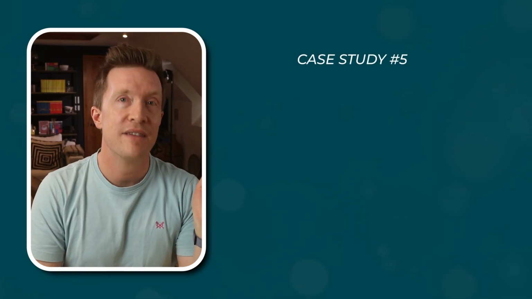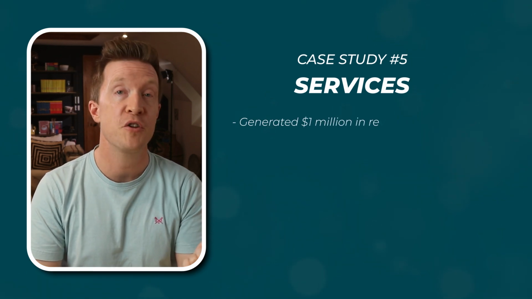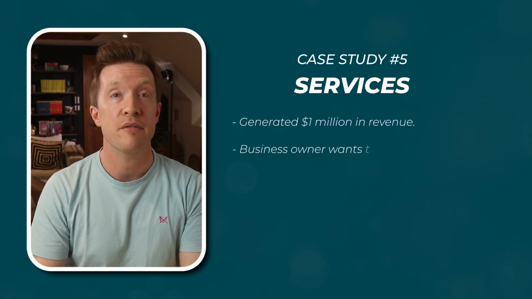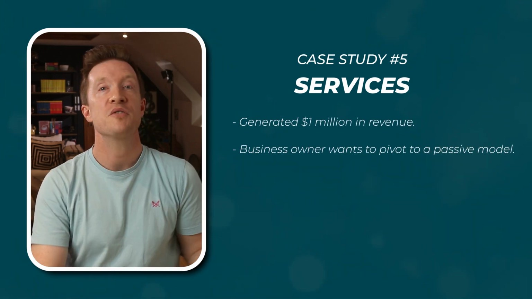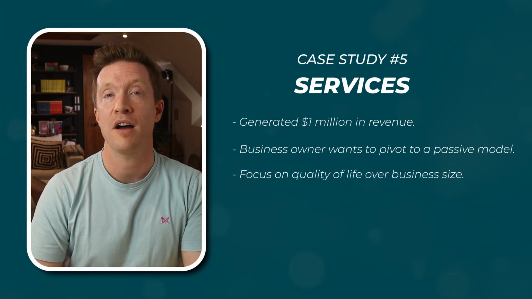Now, example number 5 is a services business. This services business has $1 million in revenue, but the business owner is fed up with delivering the services and wants to pivot to a new, more passive model where they can focus on quality of life over the size of the business. This person knows what they want to build. They have the sales skills to make it happen fast. They also have the choice of building their audience from anywhere that they choose.